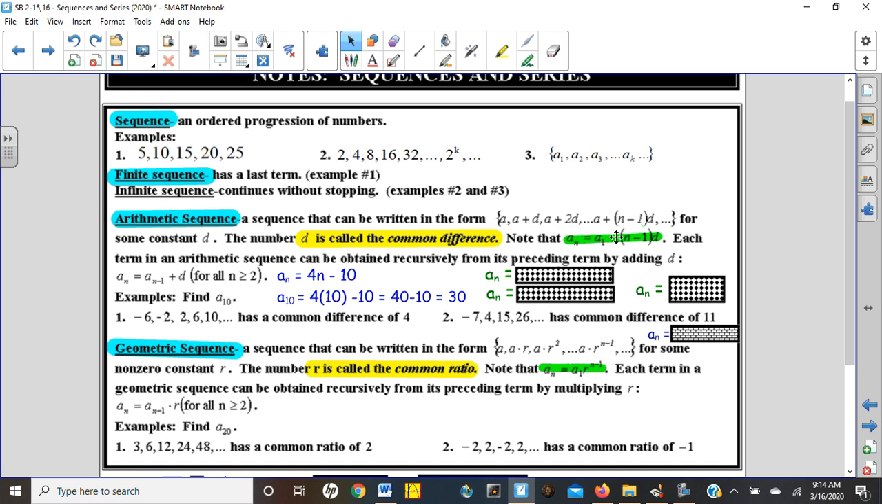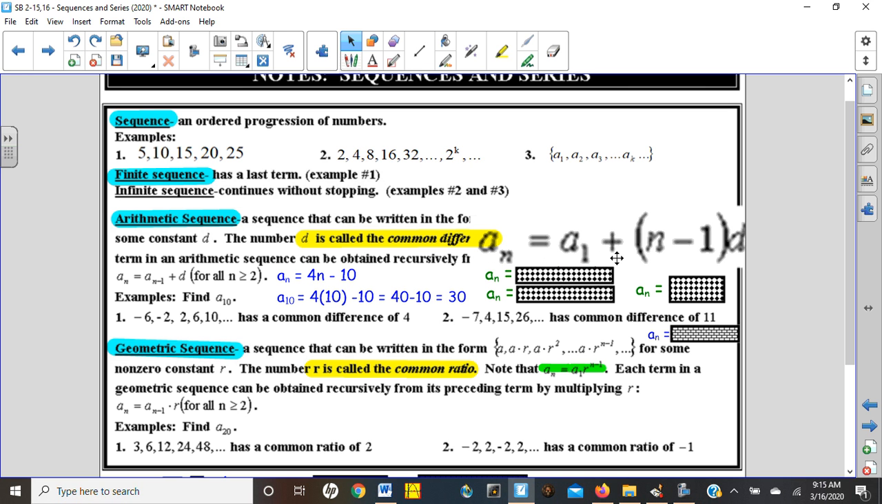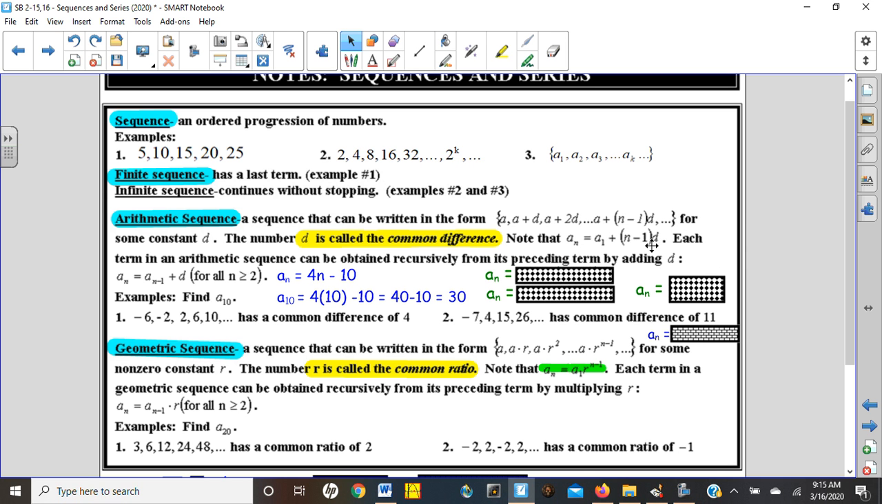Now, there is a fancier way of doing this. This is a form that will work every single time. The first term plus n minus 1 times the common difference. And let's check that out. The first term is -6, so I'll start with -6 plus n minus 1, and then times the common difference of 4. It looks a little bit uglier, but if we distribute that 4 and then combine the -6 and the -4, look at that. It's the same exact thing.